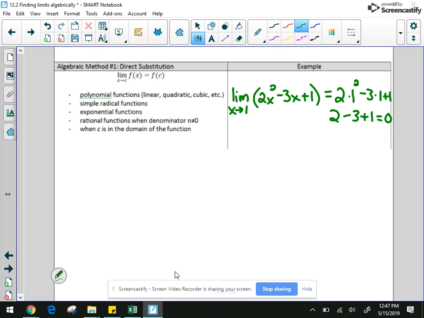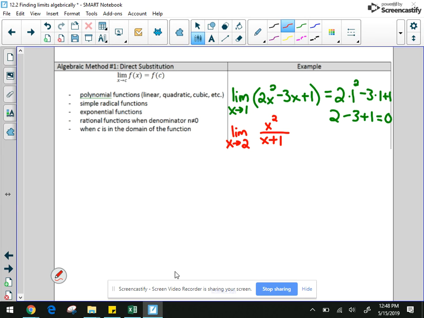Okay, another function for you, a rational function this time. You are not going to always be able to substitute into a rational function. In this example, we will, and I'll talk about what's different about this one. So let's look at the limit as x goes to 2 of the rational function x squared over x plus 1. I can directly substitute a 2 into this function.